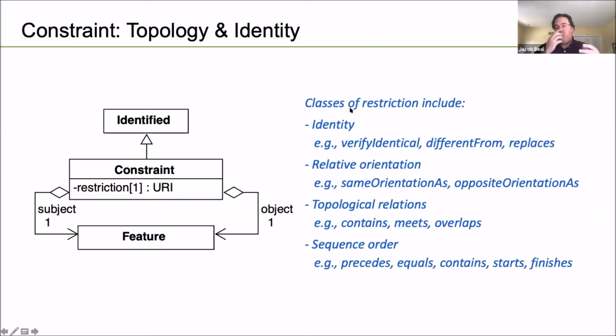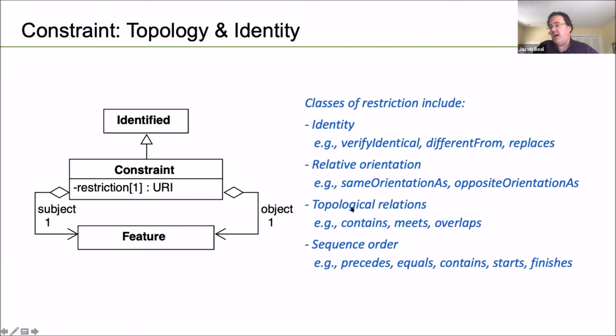Constraints are how we talk about things that we don't necessarily have all the sequence information calculated out for. So we've got an open class of constraints. These just essentially say, you know, this subject has this restriction relationship with this object. Like in identity constraints, we can be talking about things being the same as or different from each other, replacing one another. We can have orientation constraints to say things are the same or different orientations from one another.